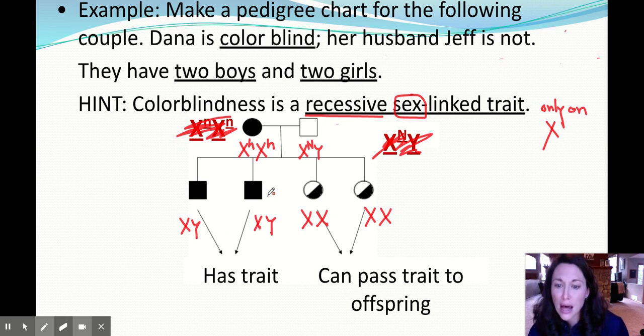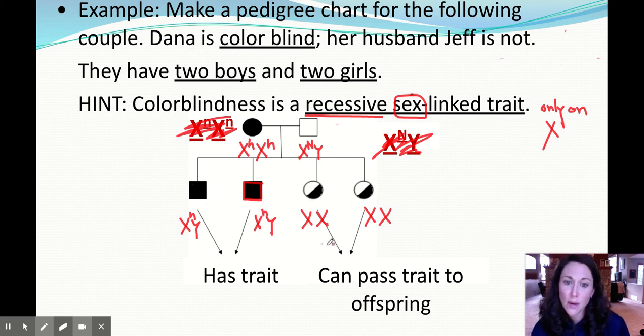Now, you can tell that the 2 boys that this couple has have to have the disorder. And the reason they have the disorder and are colored in is because their X chromosome came from their mom. And their mom can only pass on a lowercase n. Now, we're not going to put anything in the Y chromosome because the Y chromosome does not carry this gene. The Y chromosome came from dad, but both boys are going to be colorblind.